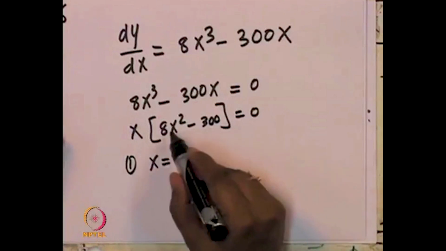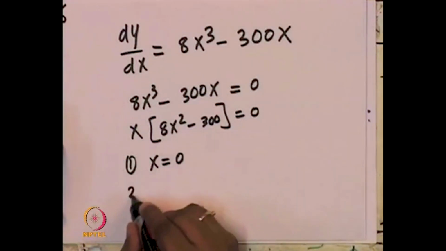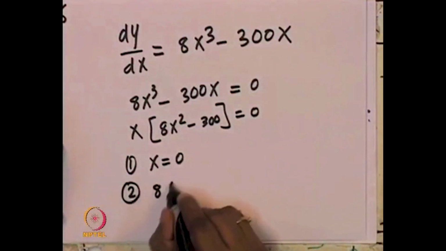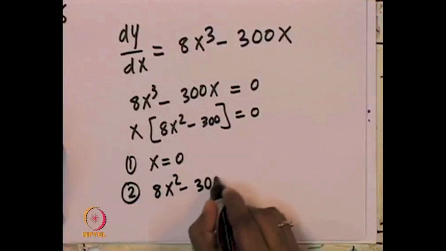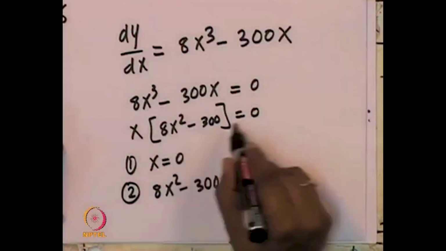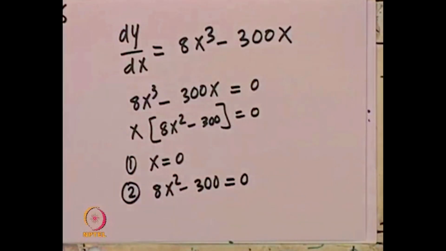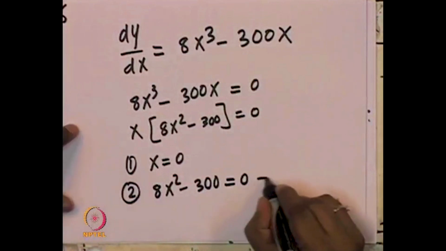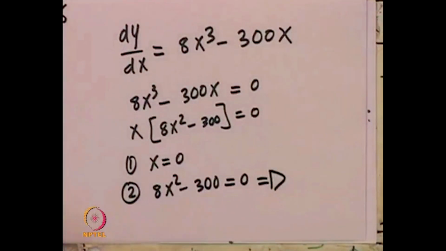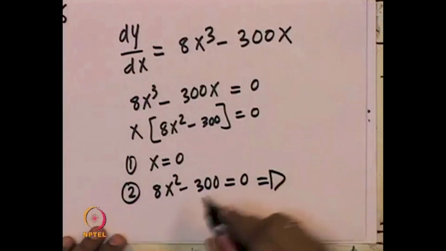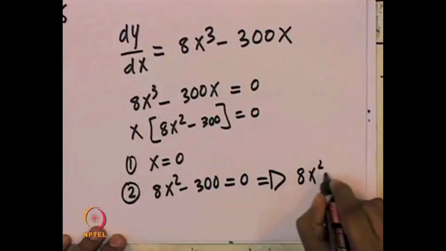Now what is the second thing? 8x square minus 300 can also be 0. If this is 0, the whole thing is 0. What does this imply? 8x square minus 300 equal to 0 means 8x square equal to 300.